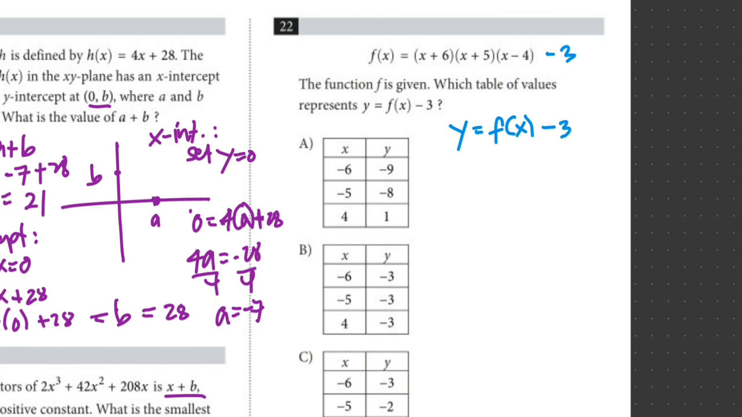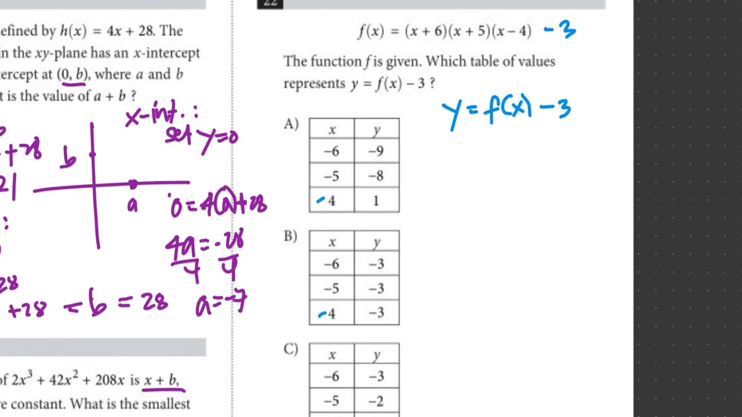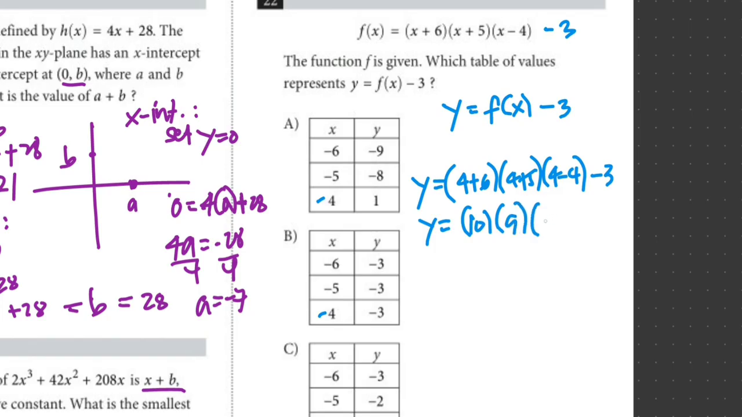We can do trial and error. Let's say this one. We use 4 here, 4. Okay, we use 4, 6. 4 plus 6. Okay, y equals 4 plus 6 times 4 plus 5 times 4 minus 3. We'll see. This is 10 times 9 times 0 minus 3. So y is equal to negative 3.